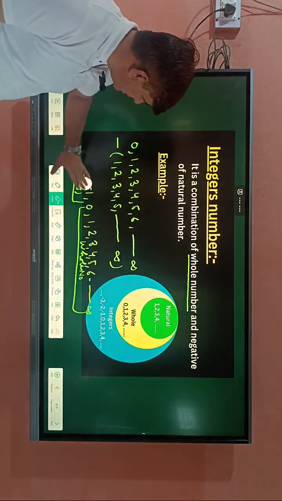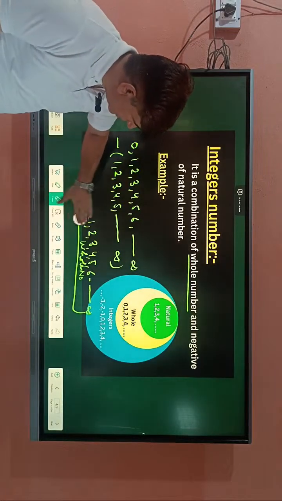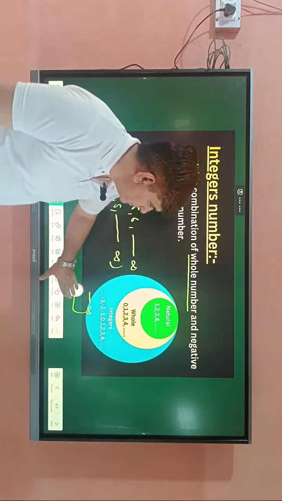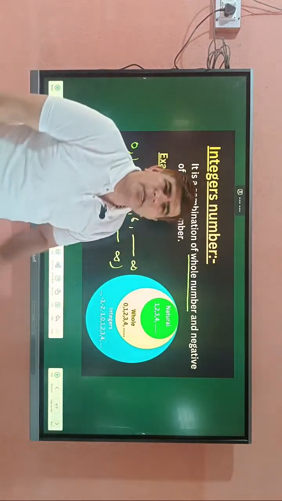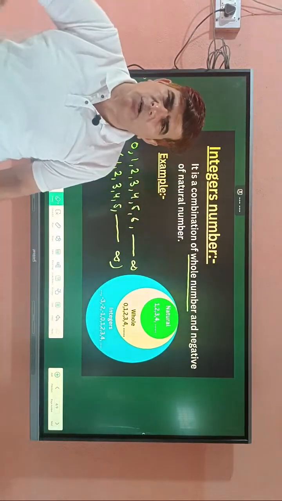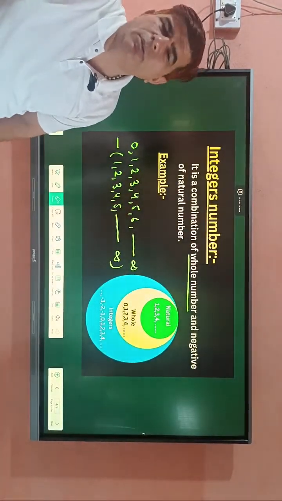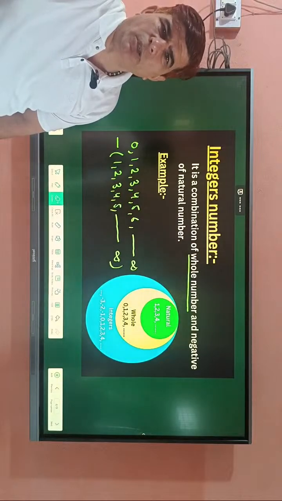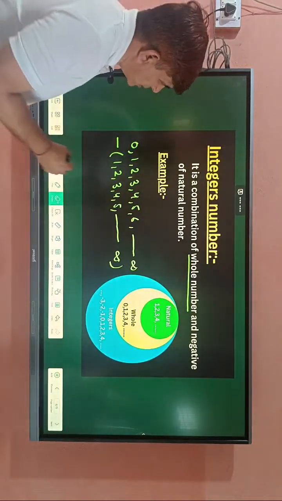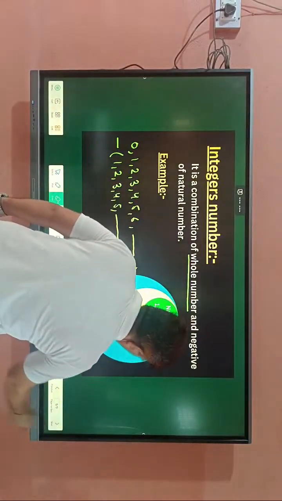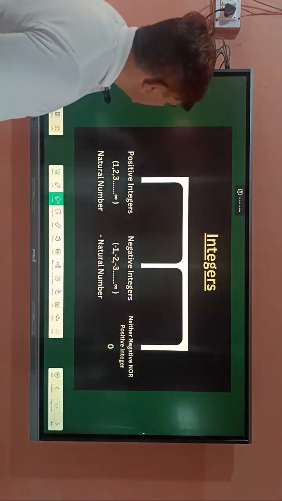So what you can say? Another definition of integer: you can say the real numbers which are complete, not in the form of decimal, not in the form of fraction, but they are negative also, 0 also. So understood? And integers divide into 3 parts.